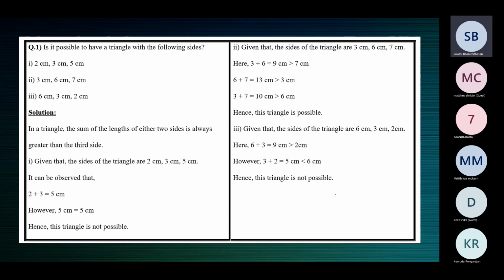Ma'am, in the first case, any number should be greater than 1 and less than 5, ma'am. Then it can satisfy. Yeah, correct. Should be greater than 1 and less than 5. It should be less than the sum and greater than the difference.